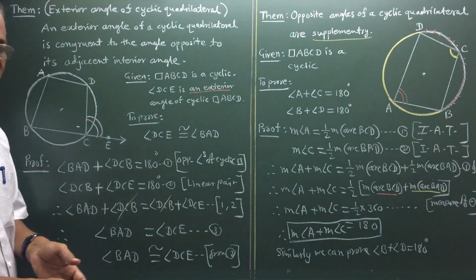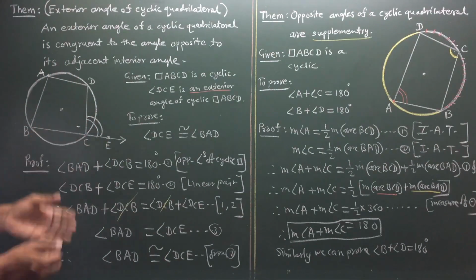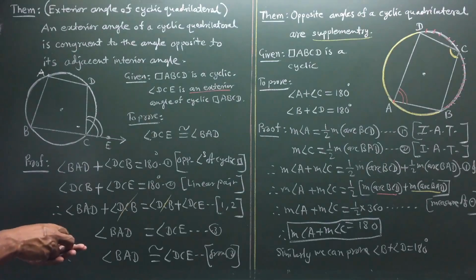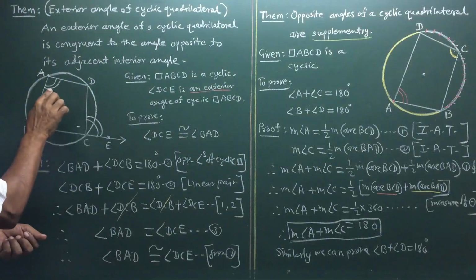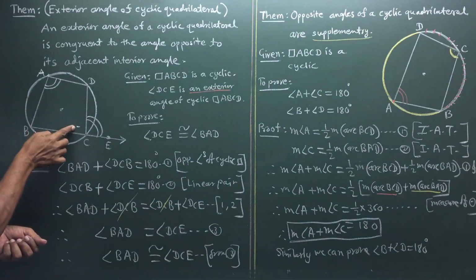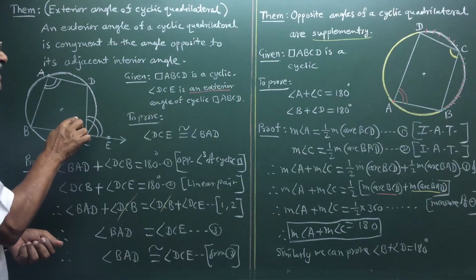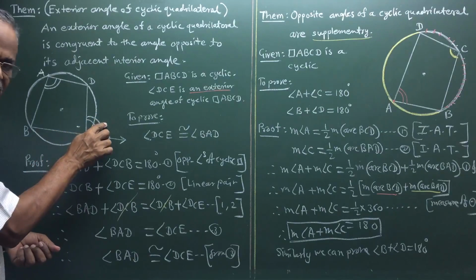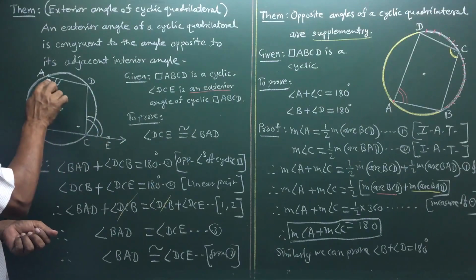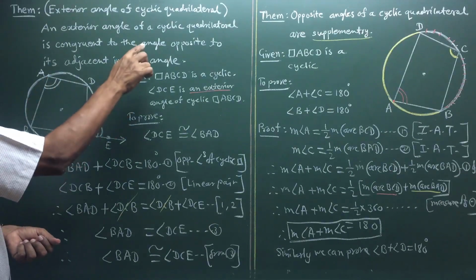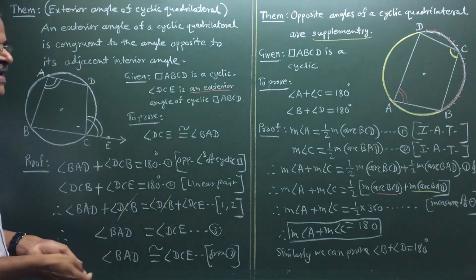So this is exterior angle DCE, and it is congruent here with which angle? Angle BAD, and it is opposite to the adjacent interior angle. This is adjacent interior angle of exterior angle. So this exterior angle is congruent here. The statement is very interesting. You read that statement again and again.